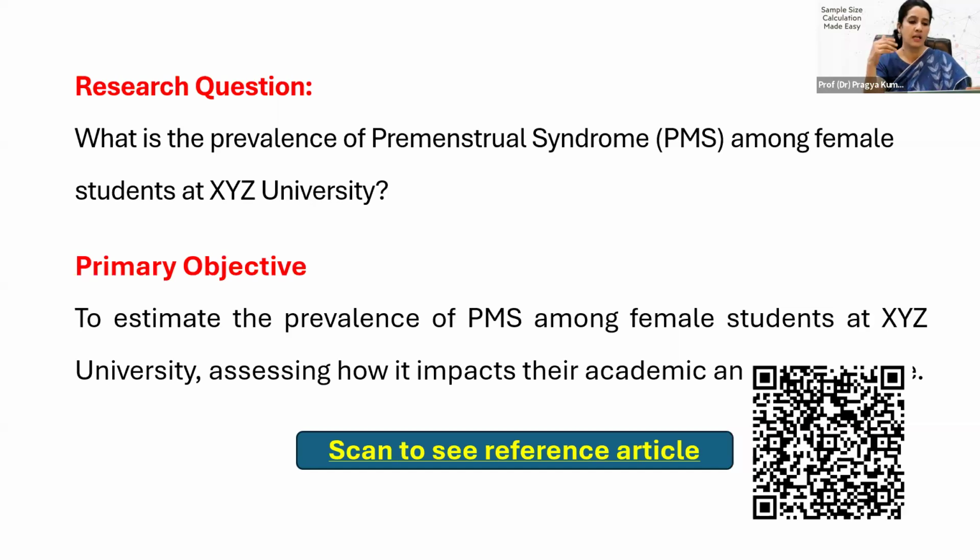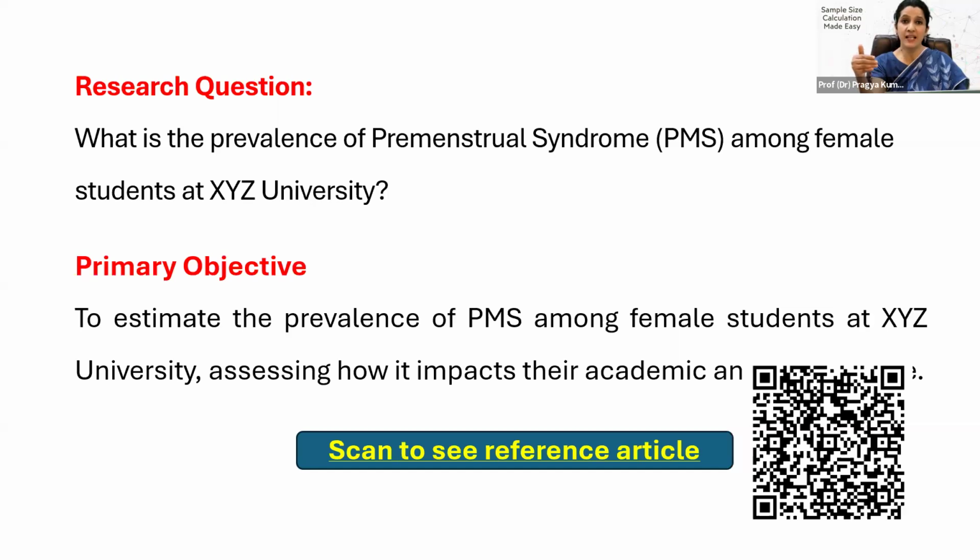Even if, let's say, you have anticipated 20% loss to follow-up, but you find the loss is 30%, then you calculate power again. Generally, you calculate power a priori, fixed at 80%. But if there is more loss to follow-up, many times you recalculate power from your study, and you show that if your power is more than 80%, your study is not underpowered.